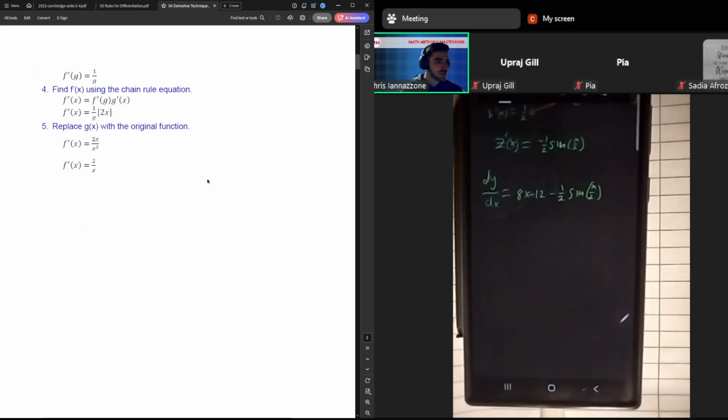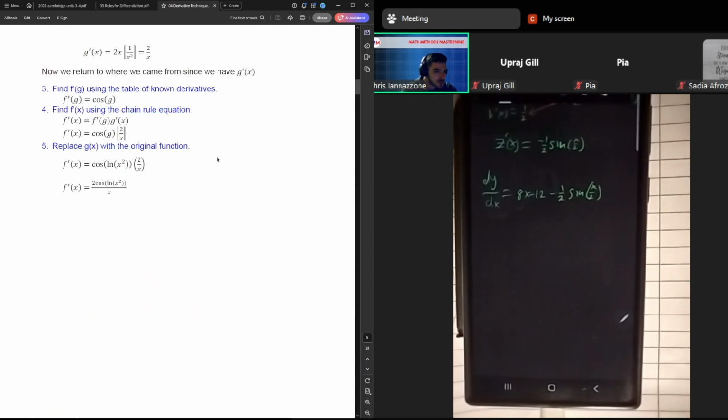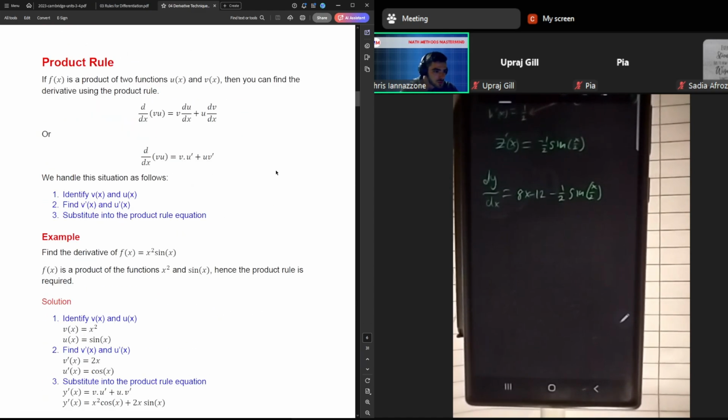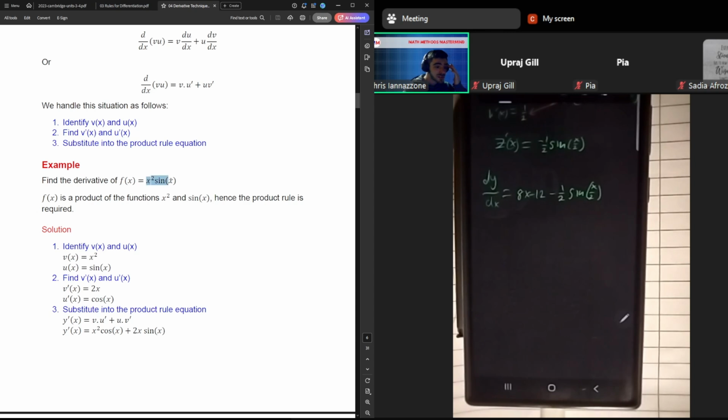All right, cool. Next derivative up: product rule. So far we've looked at how to handle regular old derivatives, and we've looked at how to handle composite function derivatives, whenever you have something inside of another function. What we're going to look at now is what happens when two things are multiplied together.